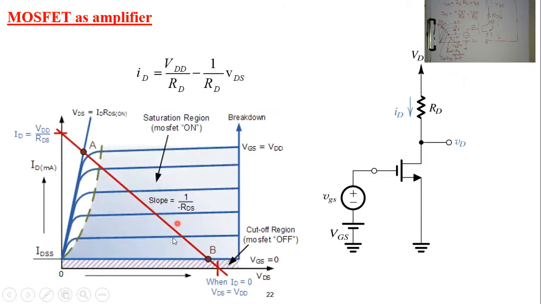And now this is what we call the load line. This is what we call the IV characteristic curve. And then the intersection point is the point which represents the operating point.